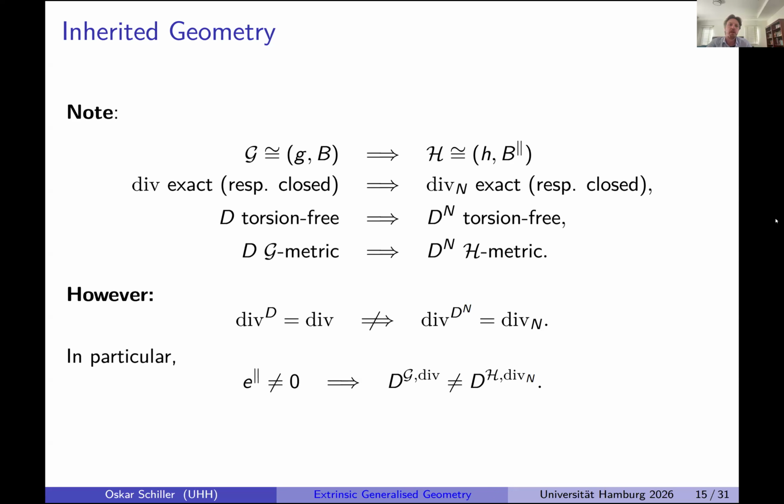Okay, so remember that these generalized connections with given divergence are not unique. There always exists a choice for which the compatibility is preserved. I see. Okay, yeah. Thank you. Okay.